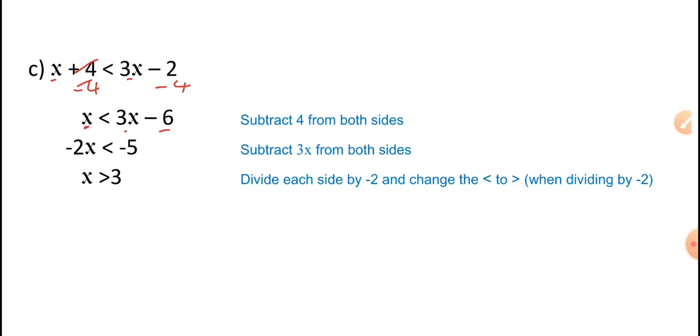Okay, and then we subtracted 3x from both sides to get minus 2x and minus 5, and then we divided both sides by minus 2, so this should be a 6 minus 6. Because here we divided both sides by minus 2, the sign had to change. So divide each side by minus 2 and change the sign. I hope that's a bit more clear.